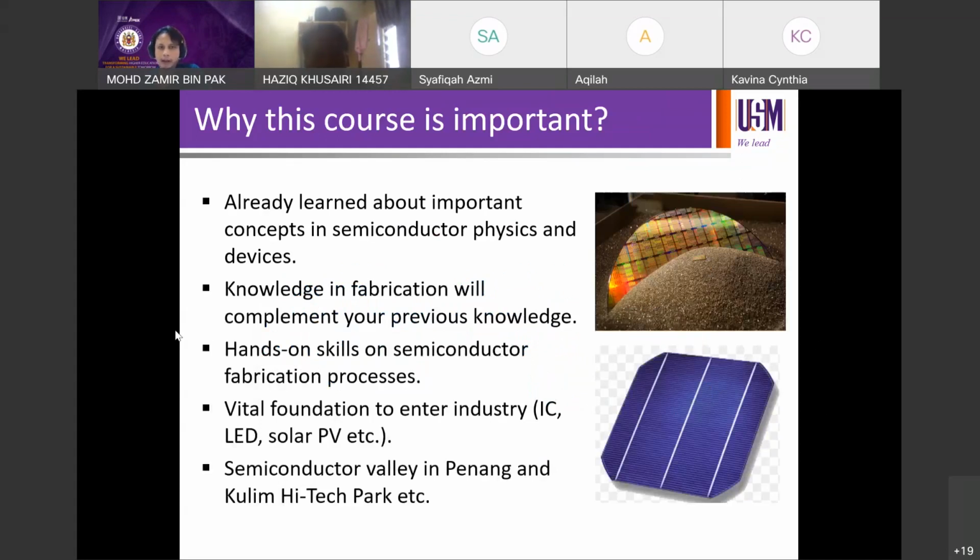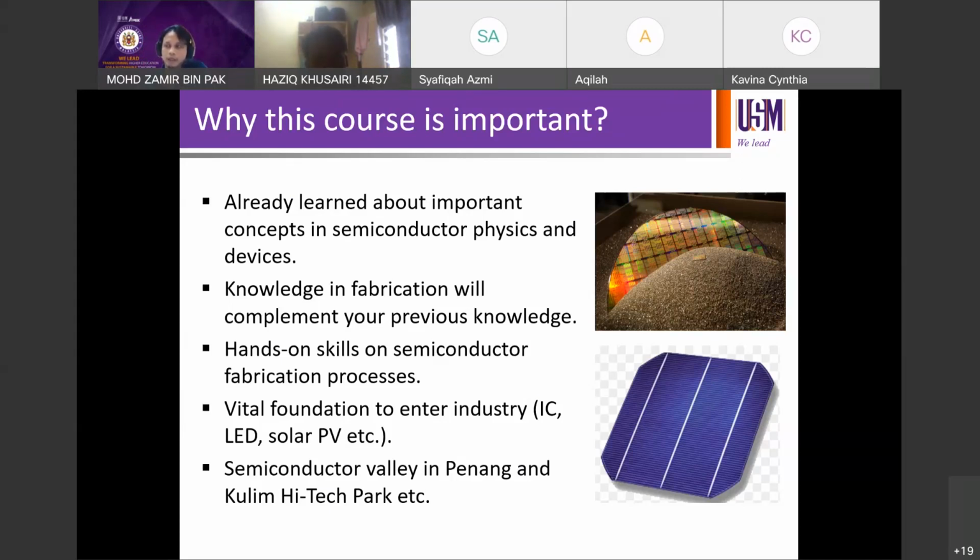So we already learned about the important concepts in semiconductor physics and devices in 386. And then in this course, you're going to learn about the fabrication, the processes, okay? So that will complement your previous knowledge. If you learn the device physics and you stop there, for example, it will not be enough because you know how the devices work, but you don't know how to fabricate the devices. On the other hand, if you learn 386 plus 487, you know how the devices work, and then you learn how to fabricate the devices. Okay, your knowledge will be complete.